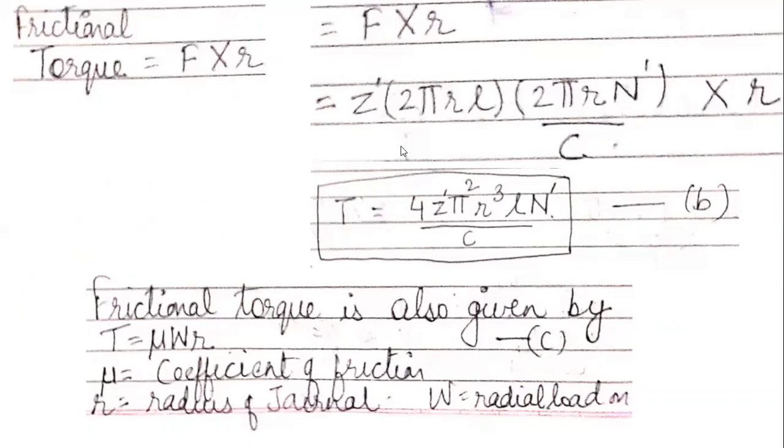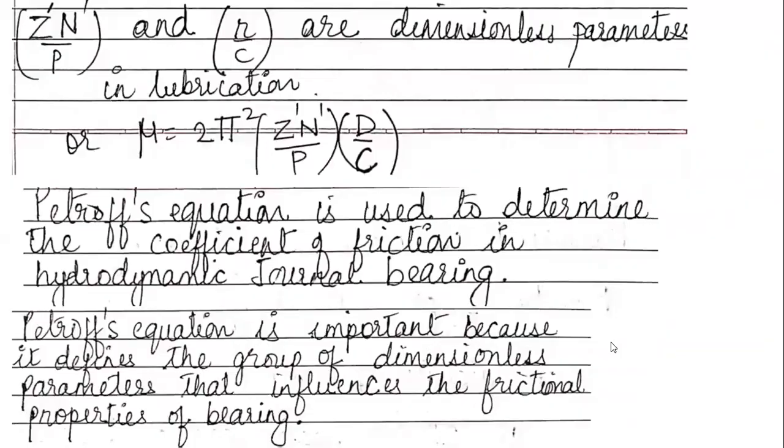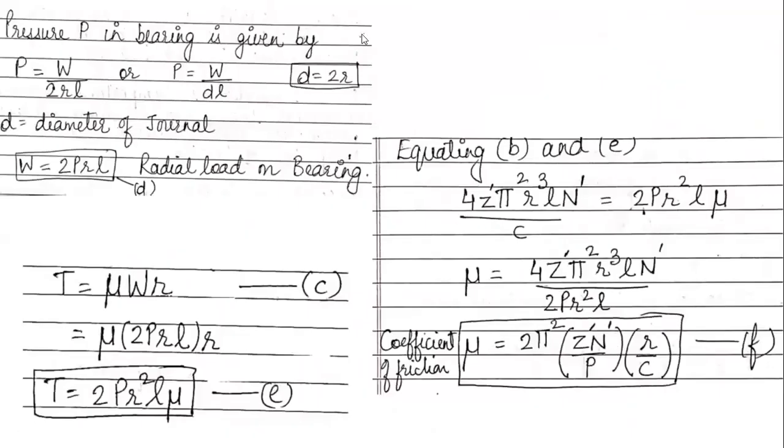Next, moving ahead, I want to find out the pressure in the bearing. Now, we all know pressure is force upon area or radial load upon area. W is our radial load and area is D into L. D is nothing but 2R. So 2R into L. So you can either write W upon 2RL or W upon DL, where R is the radius of the journal and D is the diameter of the journal.